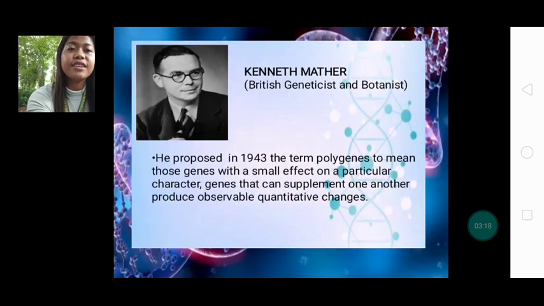Kenneth Mather, the last one, a British geneticist and botanist, proposed in 1943 the term polygenes to mean those genes with a small effect on a particular character, genes that can supplement one another to produce observable quantitative changes.